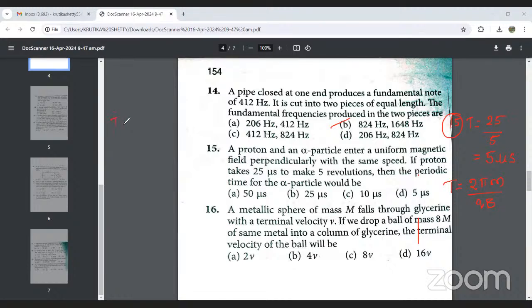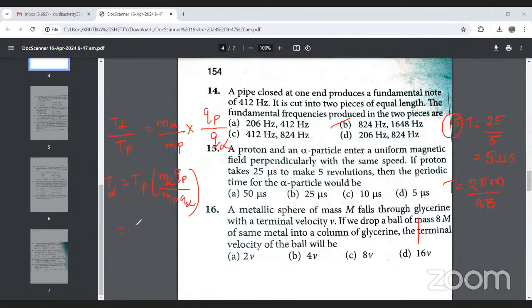So I'll just take the ratio of the time period of the alpha particle divided by the time period of the proton. So 2 pi will get cancelled. The remaining thing is what? The magnetic field value will also get cancelled. Then what remains is the mass of the alpha particle divided by the mass of the proton, into the charge of the proton divided by the charge of the alpha particle. Yes. So therefore T alpha is equal to what we are getting? We are getting Tp into bracket m alpha qp divided by mp q alpha.